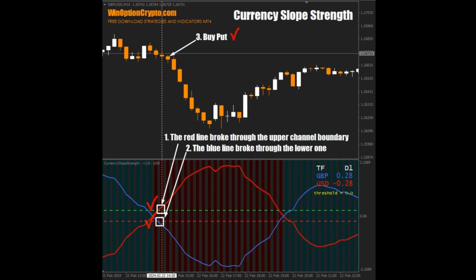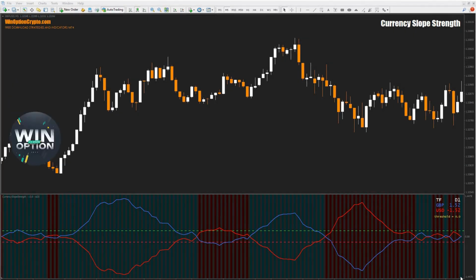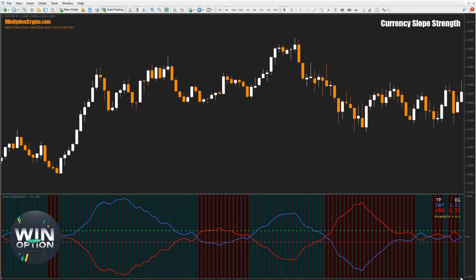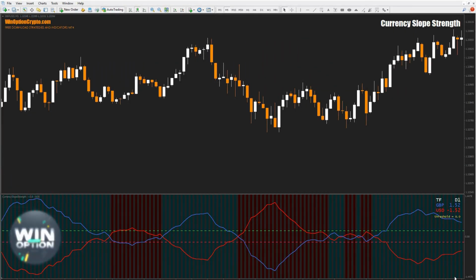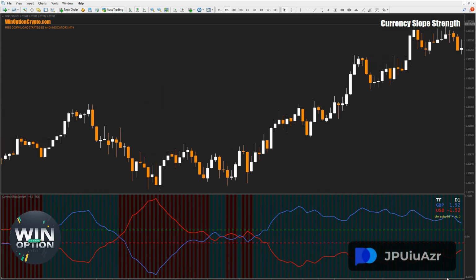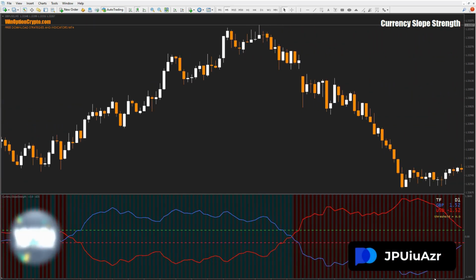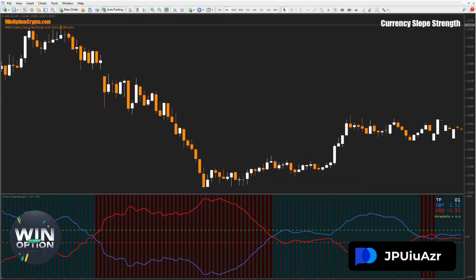We recommend using an expiration time of 3 to 5 candles, depending on the asset you choose. However, for a certain currency pair, you should select the expiration based on the results of testing on historical data and a specific time frame.